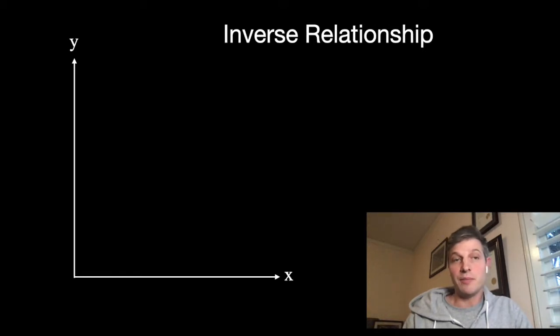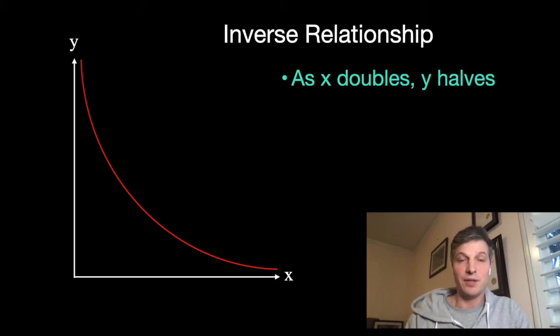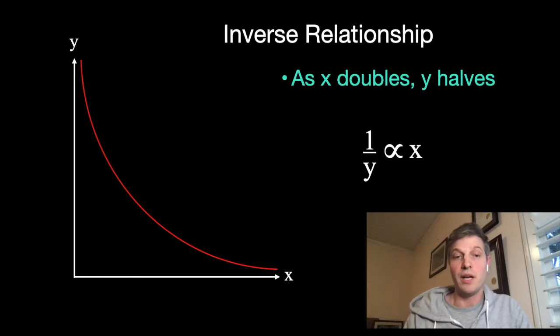Another type of relationship that comes up a lot is an inverse relationship. That is indicated by a curving slope. As x increases, y decreases. However, this rate is not direct, as that curved slope indicates. As x doubles, y halves. We write this as 1 over y is proportional to x.